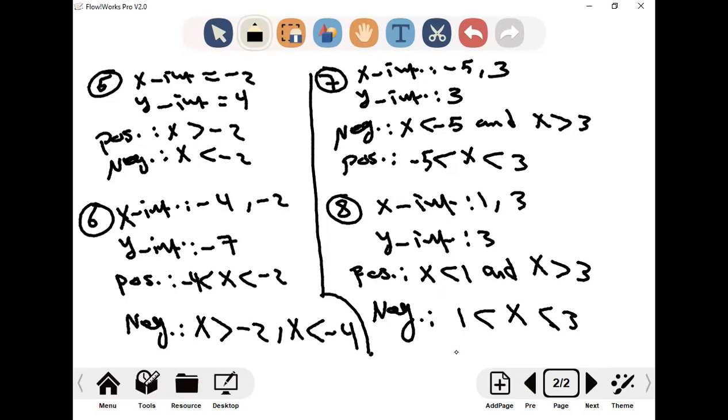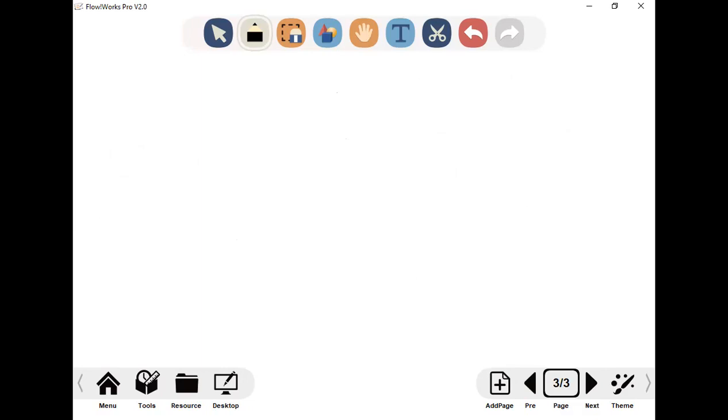Question 9. X-intercept. Do we have an x-intercept? None. There is none, right? Not zero.